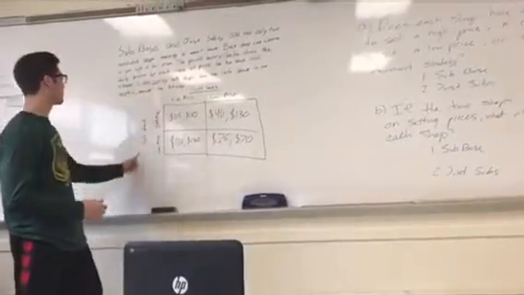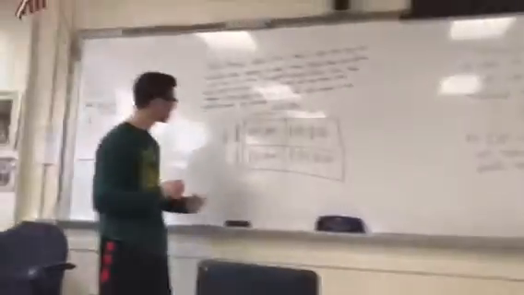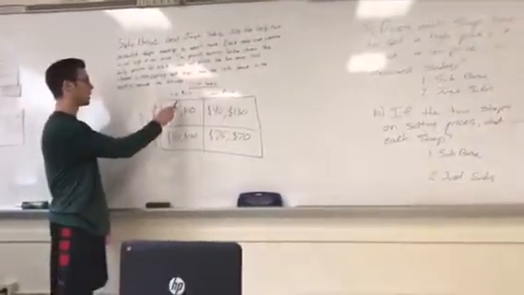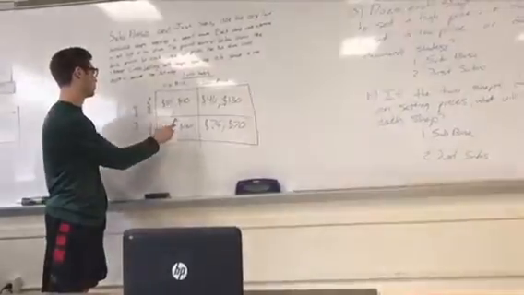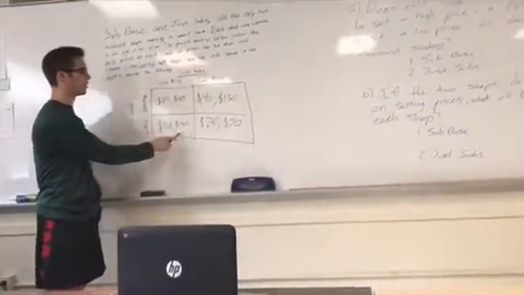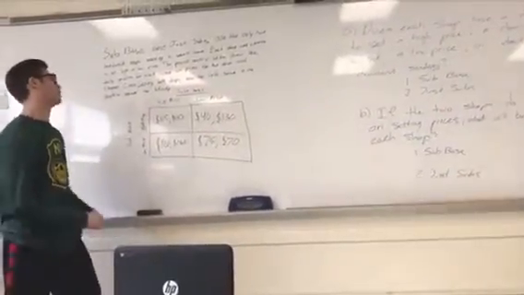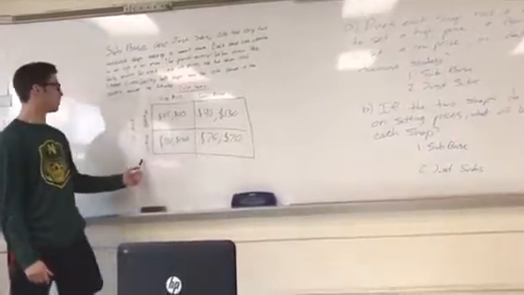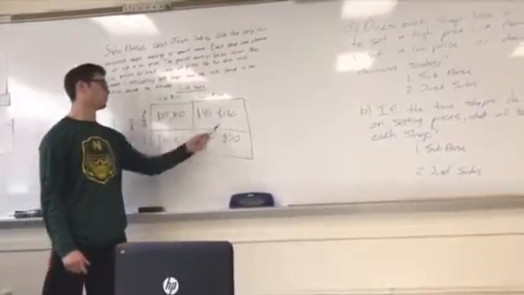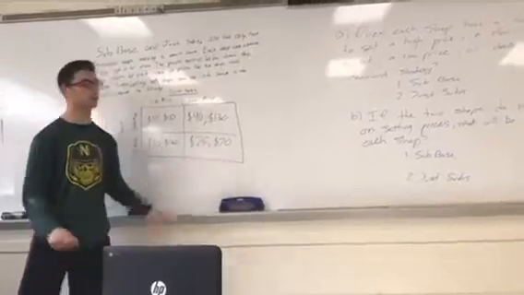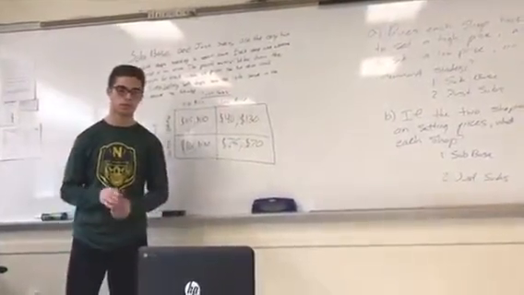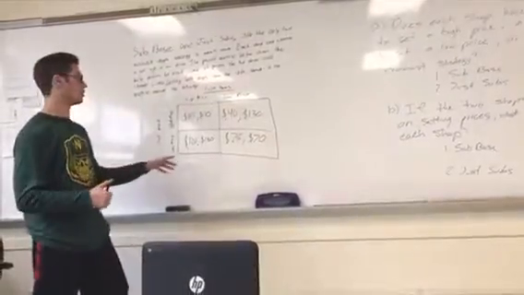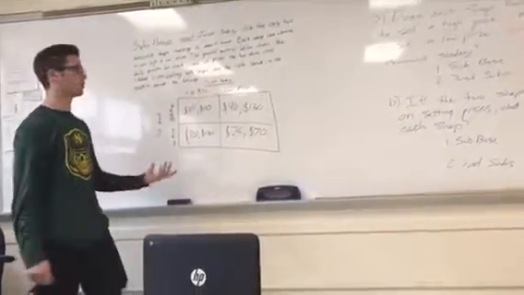Now let's see if Subbase has a dominant strategy. If Just Subs goes high, then Subbase is going to want to go low, because $180 is better than $110. If Just Subs goes low, then Subbase is going to want to go high price, because $130 is better than $70. So in this scenario, Subbase does not have a dominant strategy, and their best decision would be to do the opposite of whatever Just Subs does.